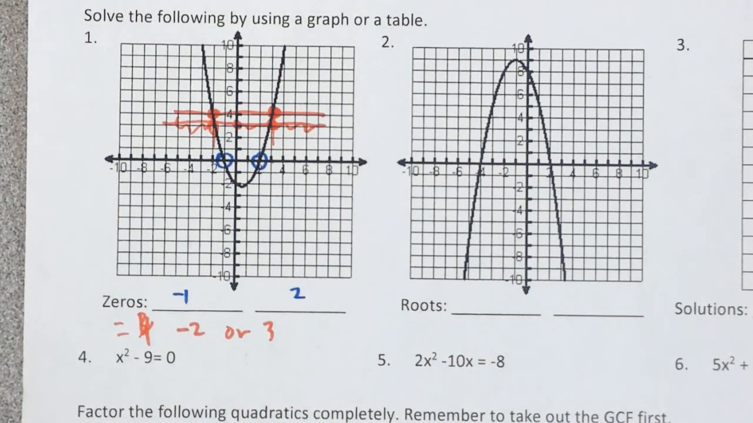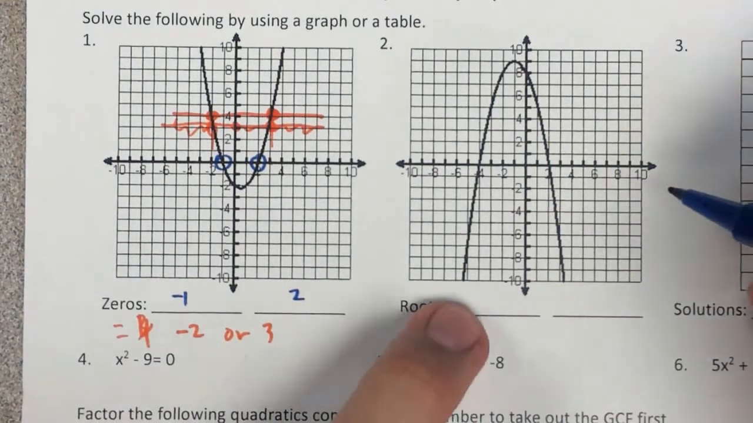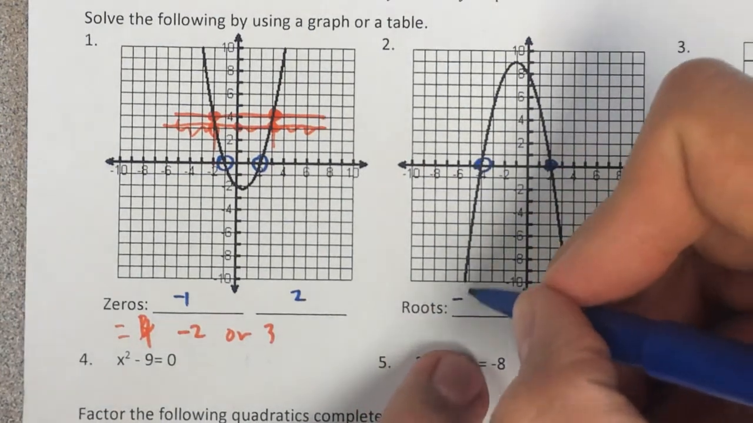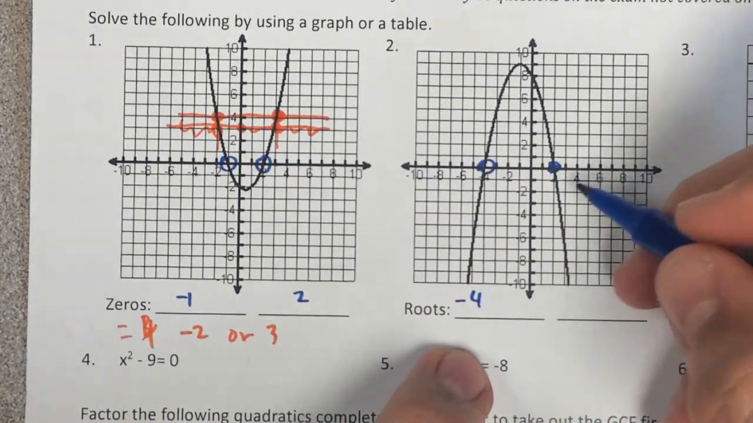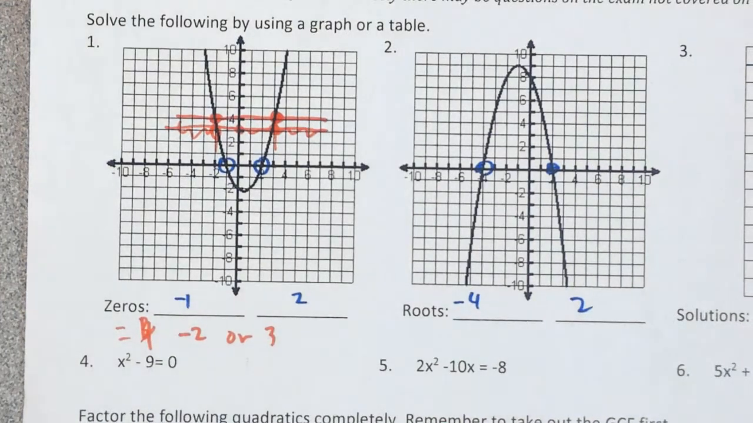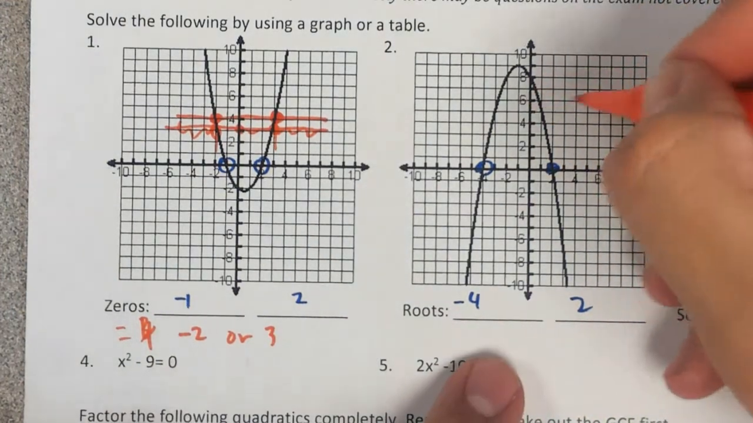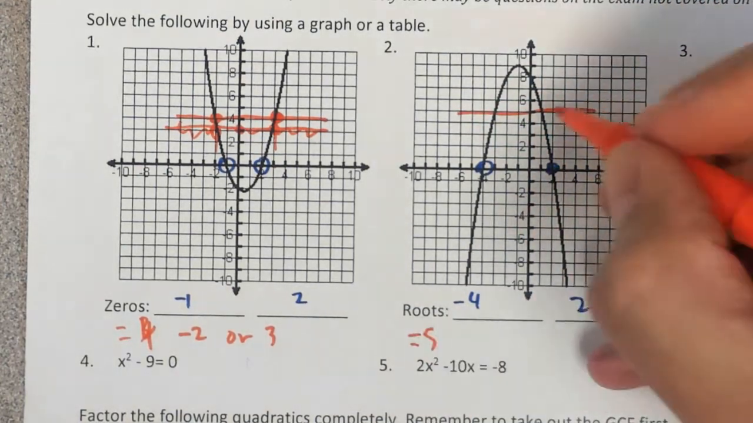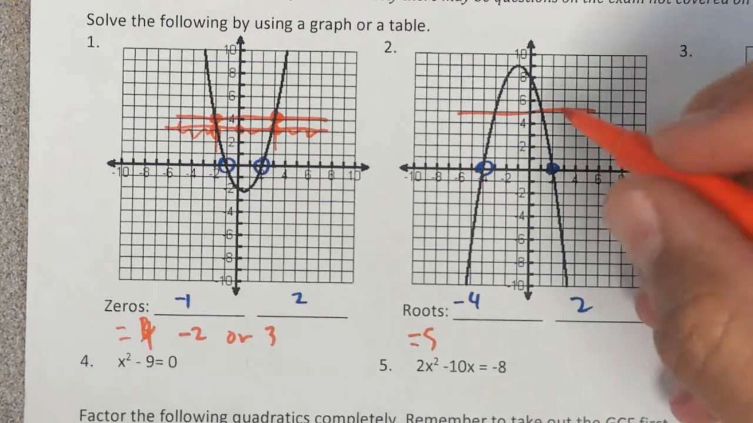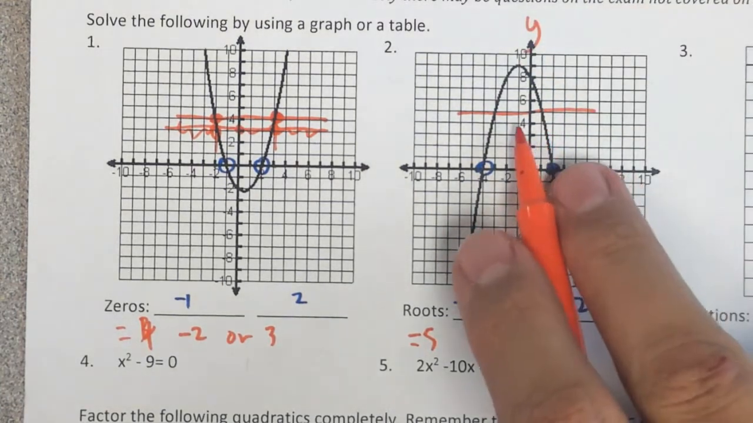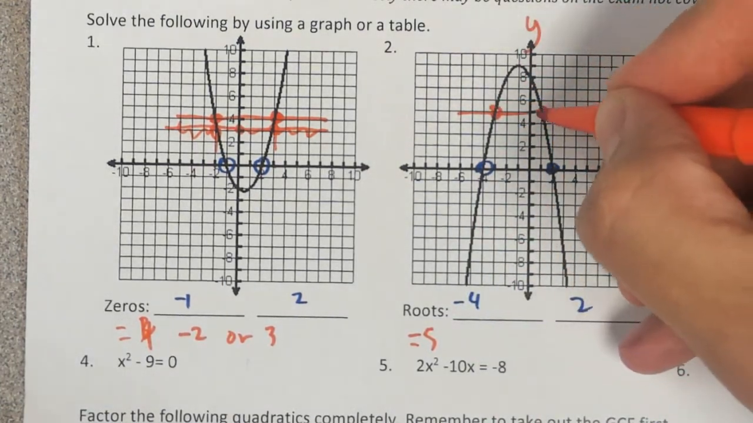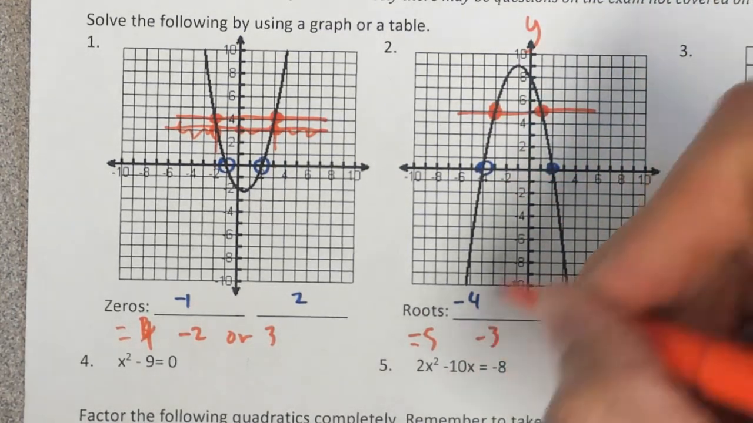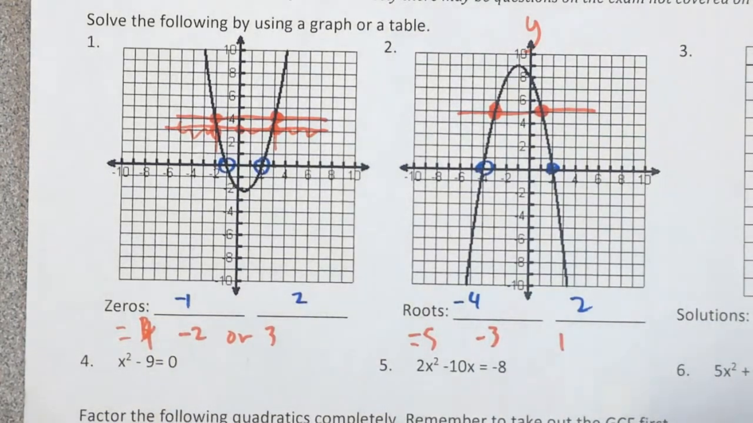Okay, let's look at the next one. It says, what are my roots? Same idea. We see where it crosses the x-axis. That's at -4 and +2. Let's go ahead and try a different one. Let's see where this is equal to 5. Do you see how here it's equal to 5? I draw a line across where y is equal to 5. I get a root here. Sorry, it's equal to 5 there and a solution there. That would be -3. That would be 1.